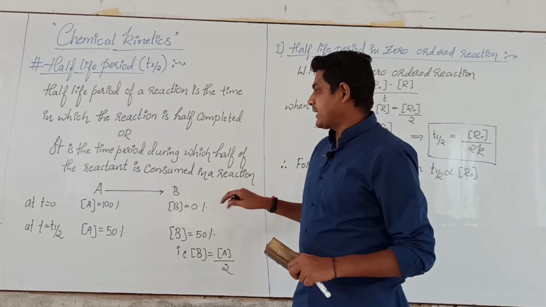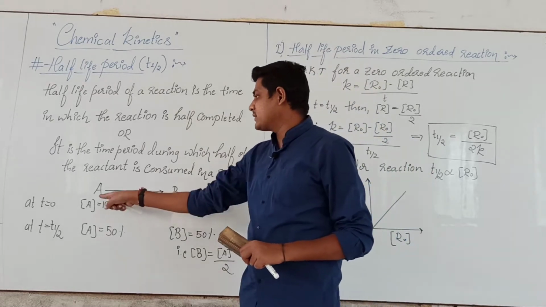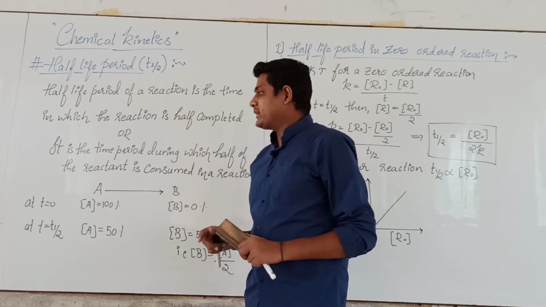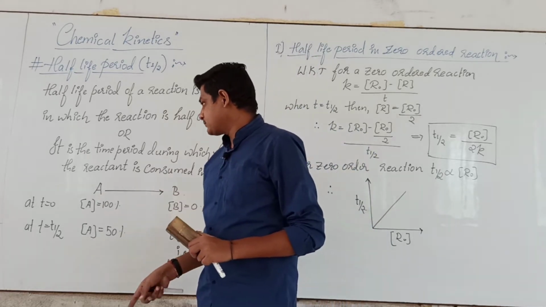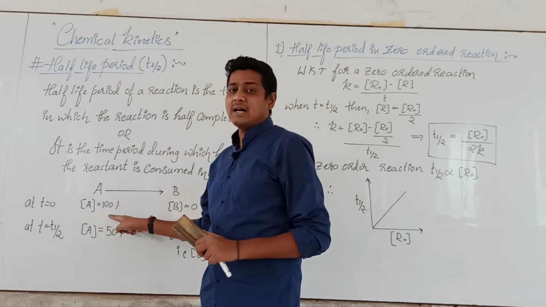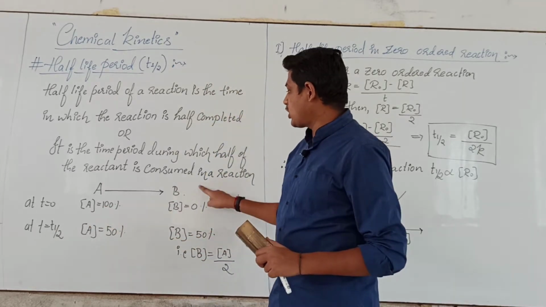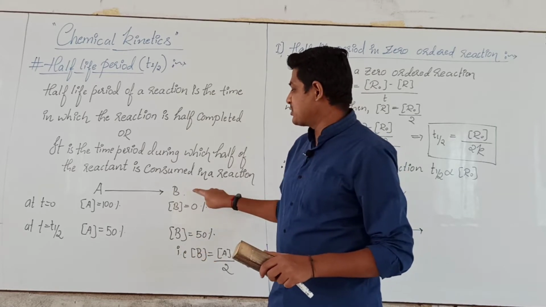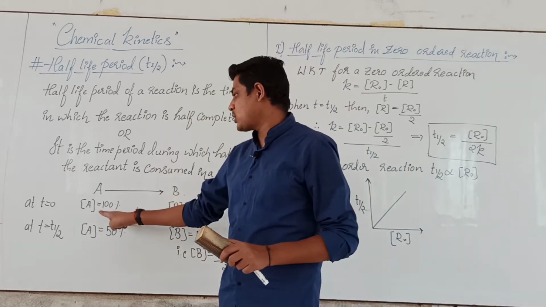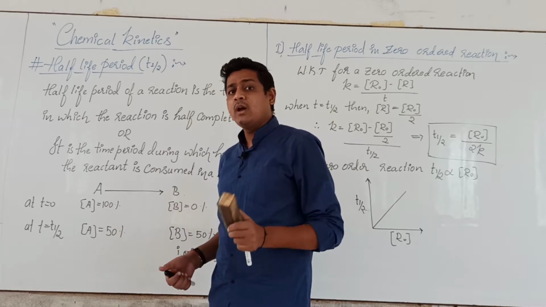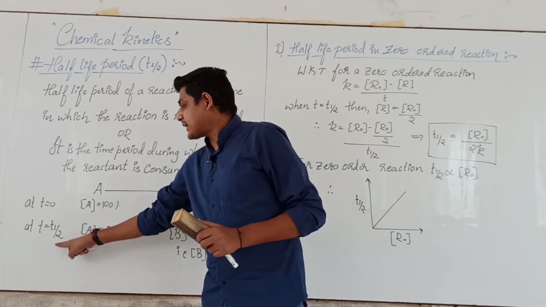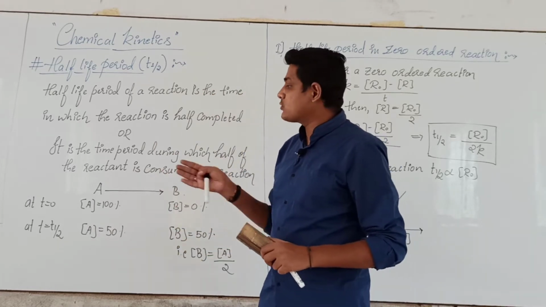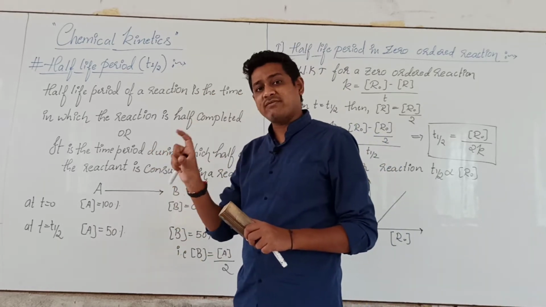Let us consider one example here. I have a reactant A and it is giving me the product B. In the initial state, the concentration of A is 100% and the concentration of B is 0%, meaning the reaction has not yet started. When 50% of the reaction is completed, that time period we call the half-life period.